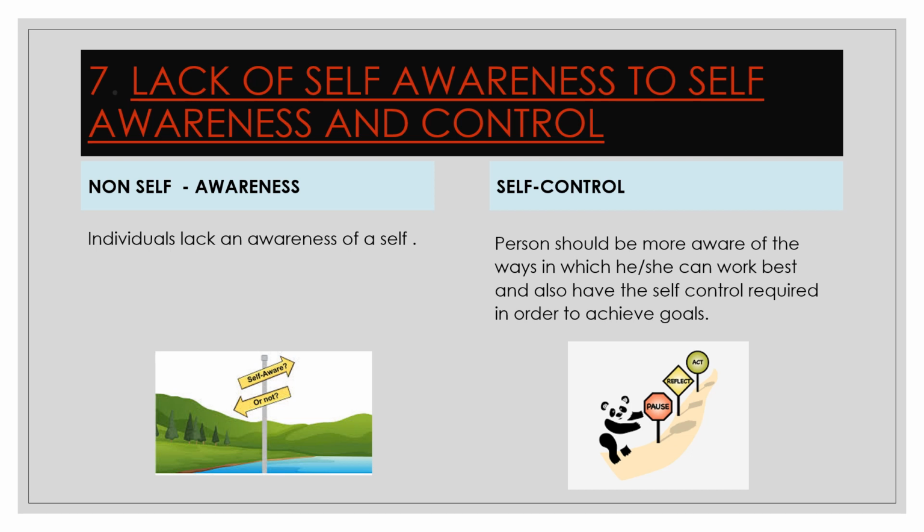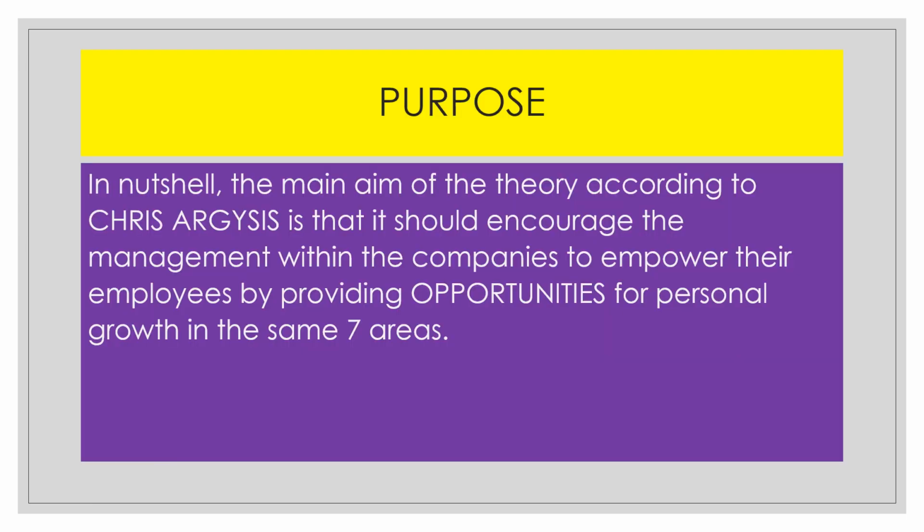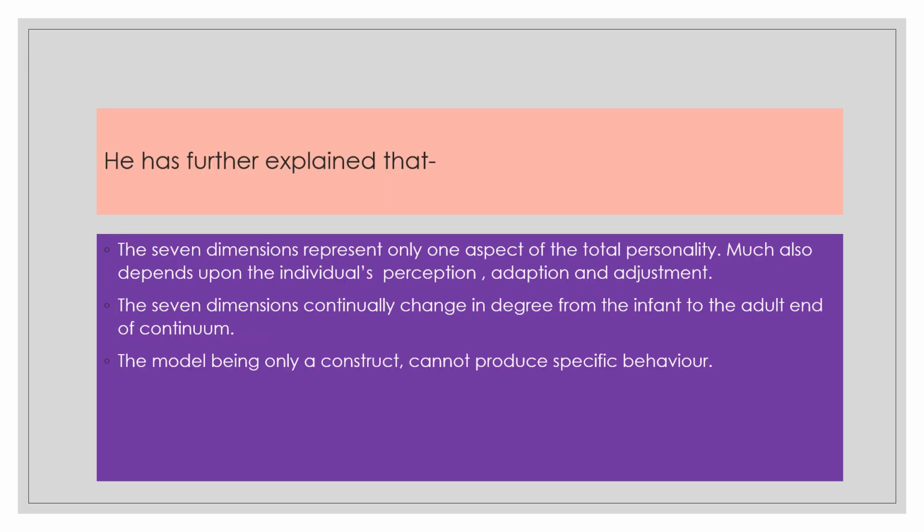Lack of self-awareness to self-awareness and control. Non-self-awareness means an individual lacks awareness of the self. Self-control: a person should be more aware of the ways in which he or she can work best and also have the self-control required in order to achieve the goals. Purpose. In a nutshell, the aim of the theory, according to Argyris, is that it should encourage the management within the companies to empower their employees by providing opportunities for personal growth in the same seven areas.